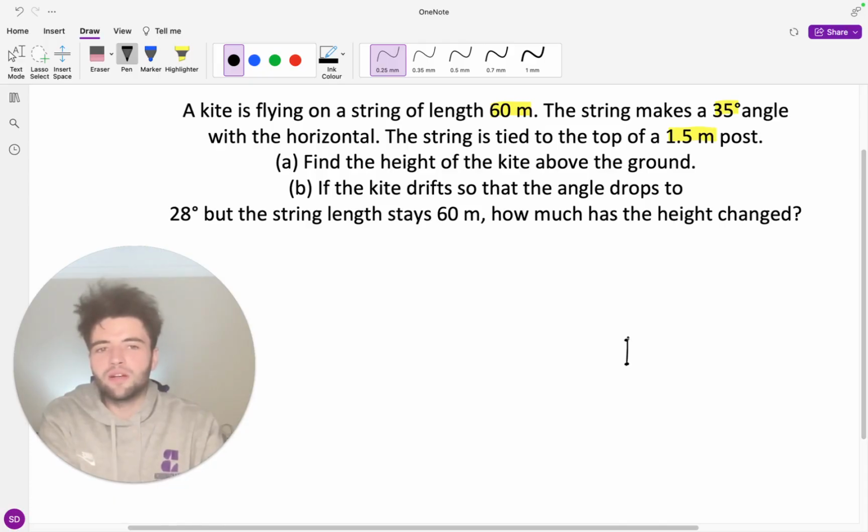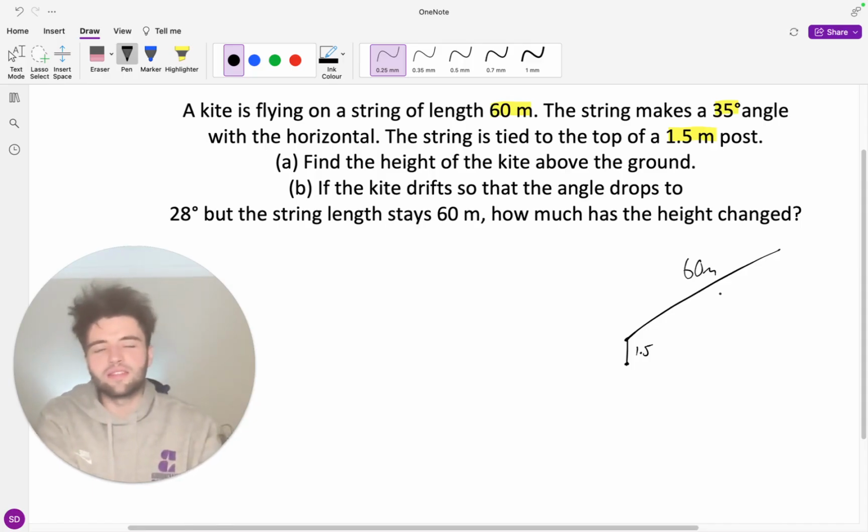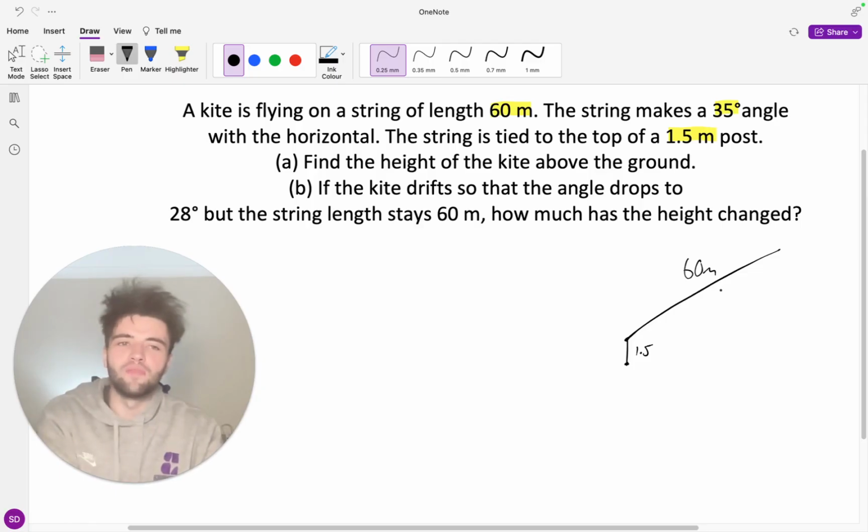So we draw a little post here, which is going to be 1.5 meters tall, and we can basically draw our kite, which is going to be on a string. So we can draw the string up here, which is going to be 60, and don't worry too much that it isn't going to look like the exact, visually accurate side lengths, because it's just more of an idea to get an idea of the actual nature of the problem.